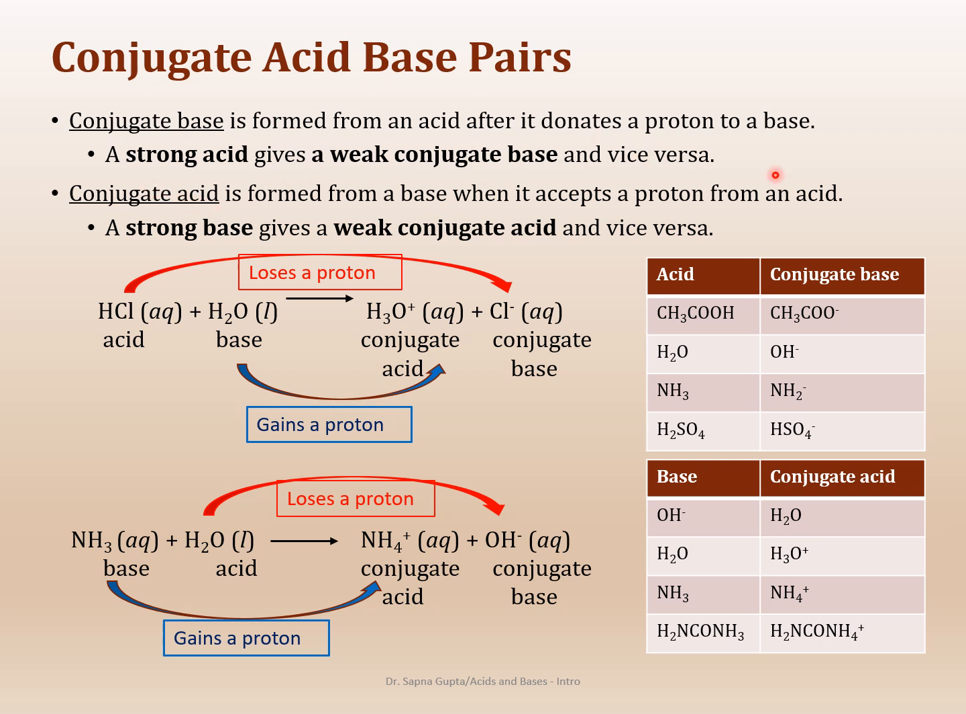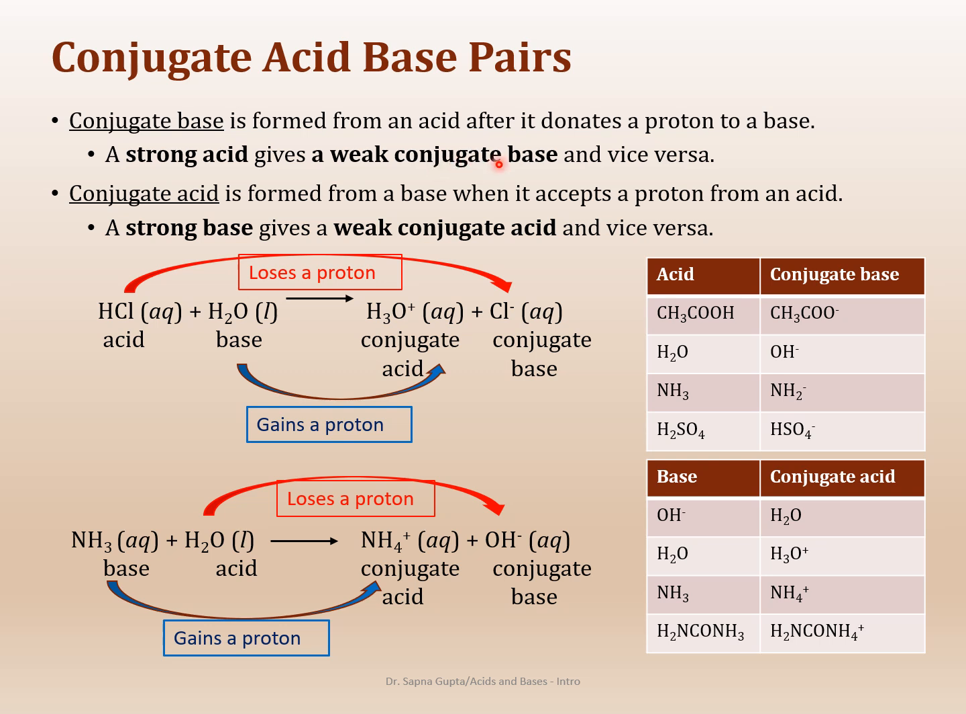The other key thing here is a really important one, which I've written over here, and that is that if you have a strong acid, it's going to give you a weak conjugate base. If you have a weak acid, you'll get a strong conjugate base. Now, why is this important for us? Okay, this is important for reactivity. We need to know if reactions will occur or not.